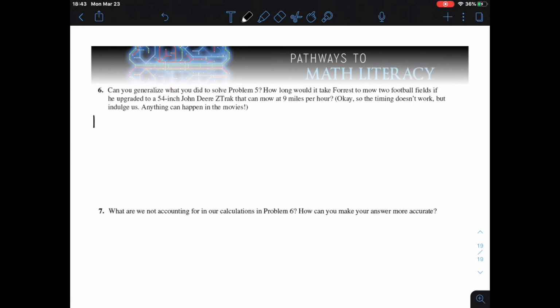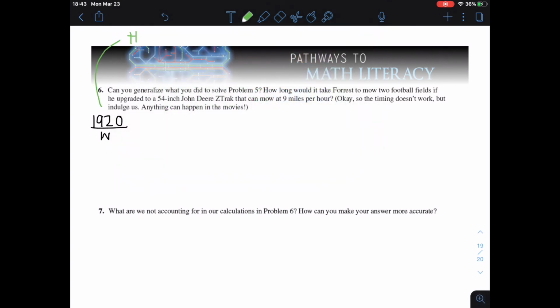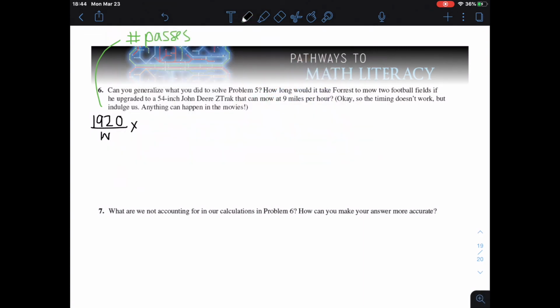So you're going to take the 1,920 and divide it by the width of the lawnmower. What this does is give the number of passes that he must make. Now you want to multiply it by the length of each pass, so we multiply this by 120 yards. And this gives us the total distance he has to drive.